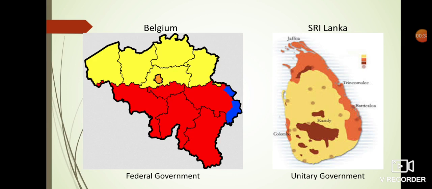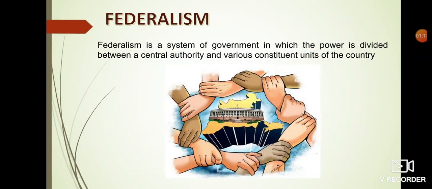So the government which is ready to share power and divide it among the various groups of the country is called a federal form of government. Whereas in Sri Lanka, the government was a majoritarian government. Sinhalas had the power and they didn't want to share it with the Tamil communities. So there, the form of government was referred to as a unitary government. In this chapter, we will study some more details about federalism.